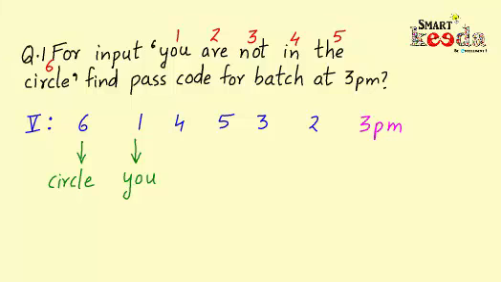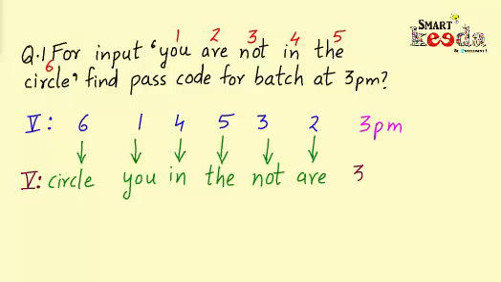Now the word labeled with number 4, that is "in", will come below 4. Now the word labeled with number 5, that is "the", will come below 5. Next we will write the word labeled with number 3, that is "not", below 3. And the word labeled with number 2, that is "R", will come below 2. Therefore, this is the passcode for the fifth batch at 3 p.m.